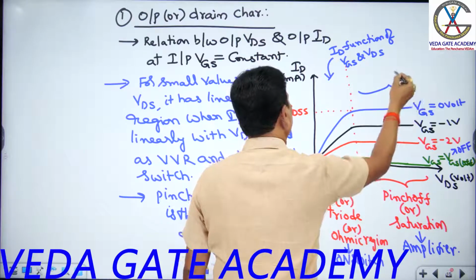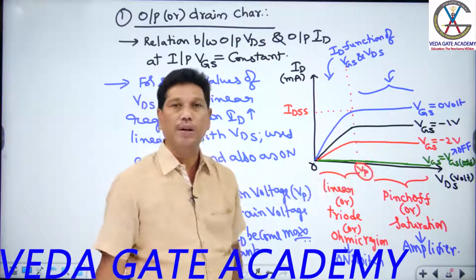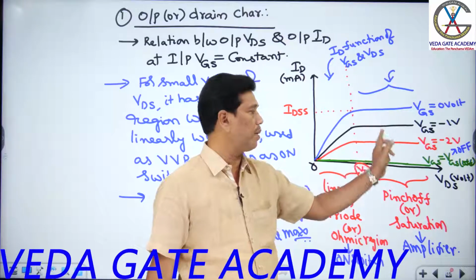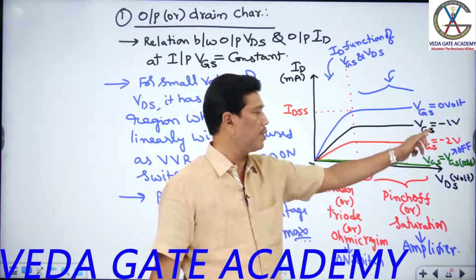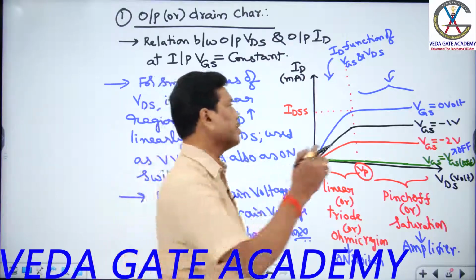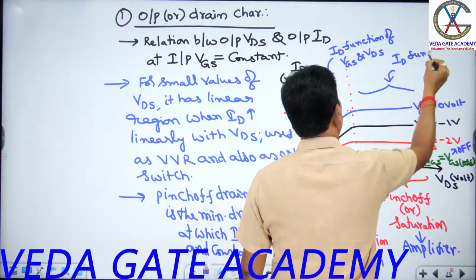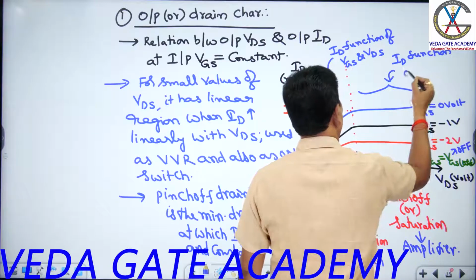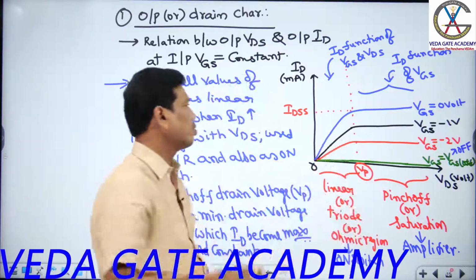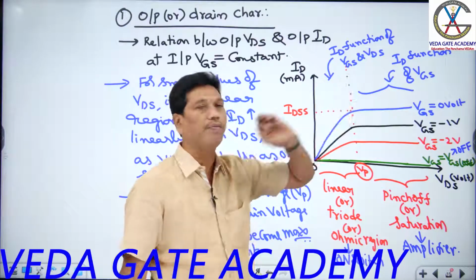If you go to the pinch off region, students, nothing but the saturation region, there you can see that with respect to VDS it is already constant. As VGS increases, current decreases. So ID is a function of only VGS, students. So in the linear region, ID is a function of both VGS and VDS. In the saturation region, ID is a function of only VGS.